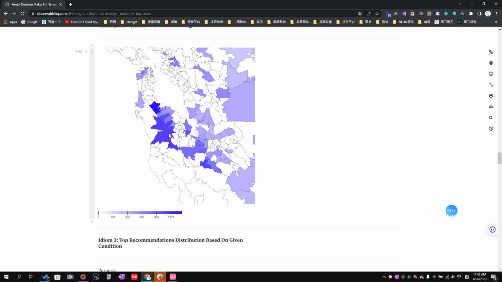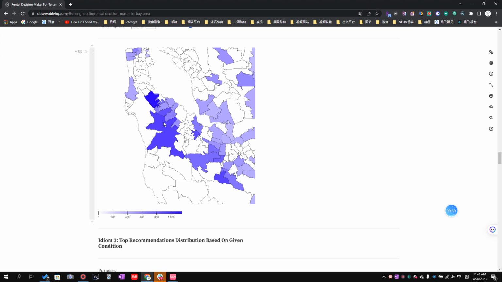And we can see these two areas are significantly deeper than the others. One is 94010, one is 94062. So basically, these areas are obviously recommended by this decision maker.